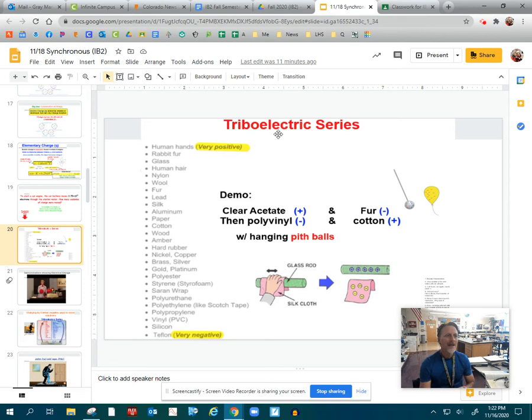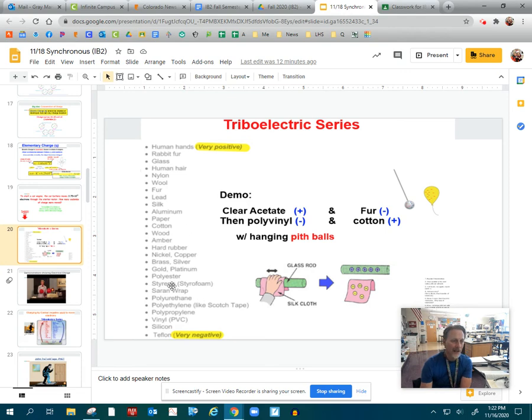Now, depending on the type of material, there are different types of materials that we play with. Sometimes we use clear acetate, which is a type of plastic that's real hard and clear. And it has a tendency to become positive, which means it gives away electrons. And sometimes we can use something like polyvinyl, PVC, and that has a tendency to take electrons. Certain things like fur have a tendency to take electrons, but cotton has a tendency to give electrons. And so we can mess with these things, and we can notice that there's a series. Certain things become very positive when they're rubbed against other things, which become very negative.